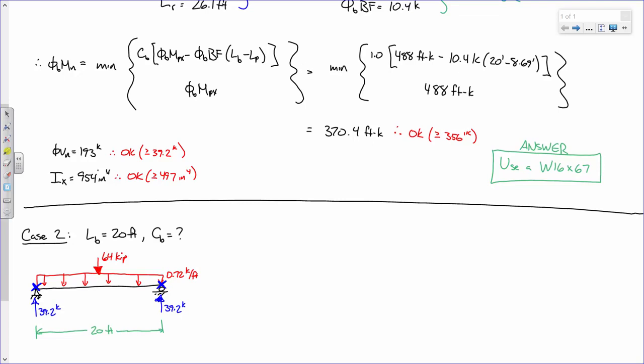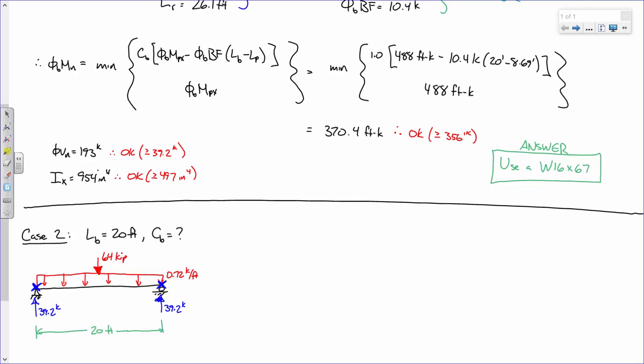Now, if there were no braces anywhere, the whole beam would topple over. That would be no good. So there has to be something framing in to keep the beam from toppling over left or right. And if there's none anywhere, at the very least there will be bracing at the supports. Does that make sense? Okay.